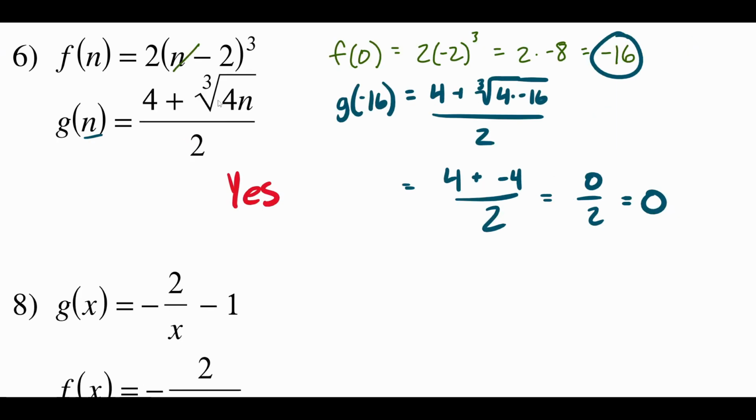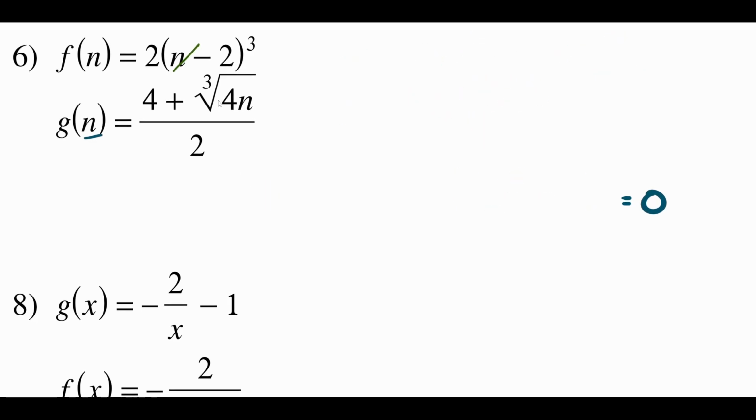And just to be sure, let's confirm this by taking the inverse of a function. Last time we took the inverse of f of n, let's go ahead and take the inverse of g of n and see if we get our original function f of n. Again, how do we take the inverse? We start by writing our function normally, but I'm going to write it in terms of x and y as opposed to g of n. So I'm going to have y equal to 4 plus the cube root of 4x, all over 2.